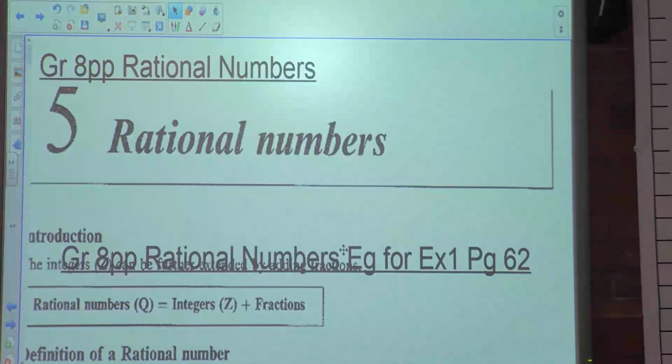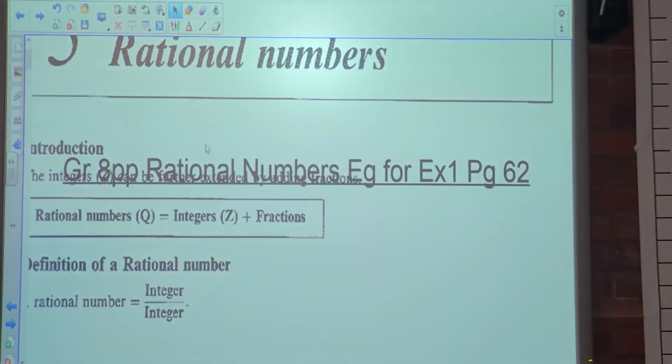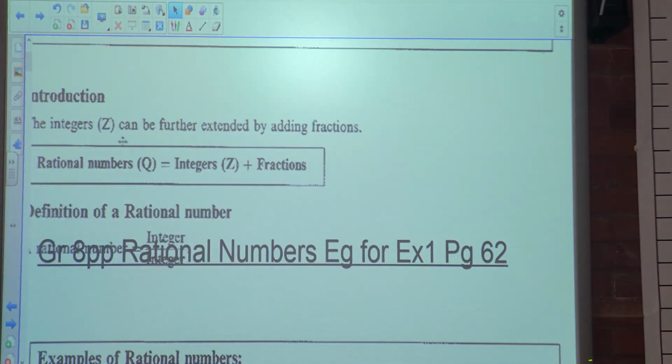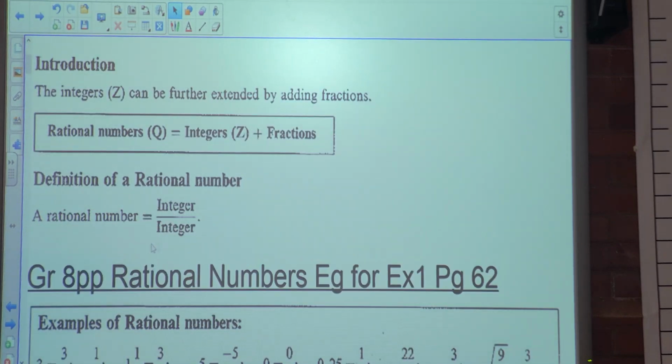Okay, good afternoon class. So today we're looking at rational numbers. Also at this point you guys have taken down the notes, so that we can just go through it easily. So you guys will just fill in as I fill in as well.